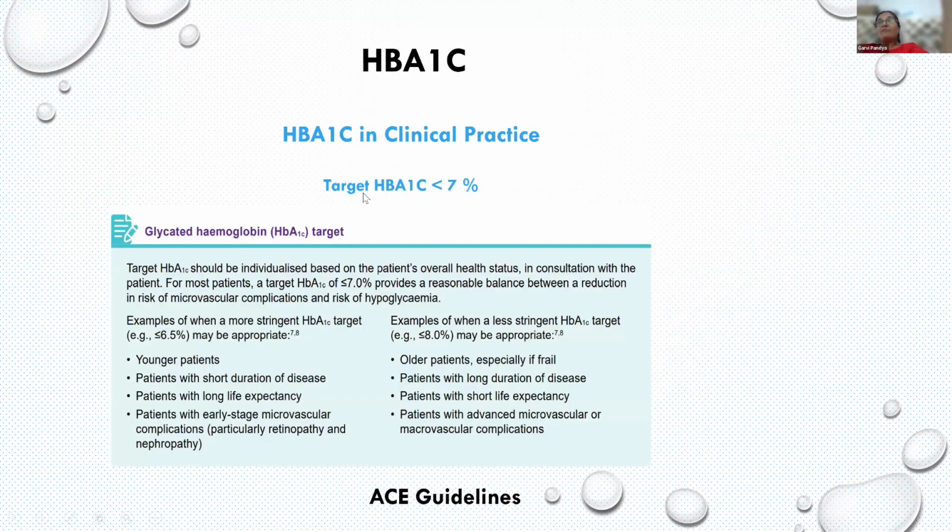In general the target is 7%, but we have to look at the individual patient to decide the target. If the patient is young and has an early stage of microvascular complication, we can consider bringing the HbA1c down to less than or equal to 6.5%. But if the patient is old, has a long duration of disease, and has already established microvascular and macrovascular complications, then the HbA1c can be a little more liberal and the target can be less than 8. Usually we say age divided by 10, so if it is 77, then 8. It can also serve as a rough guide according to the age of the patient.